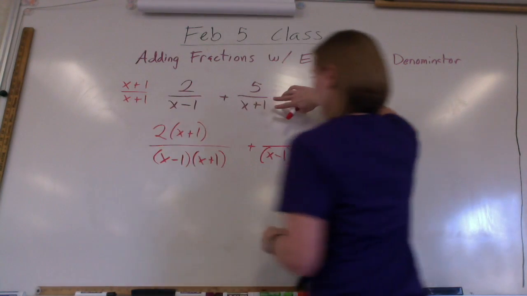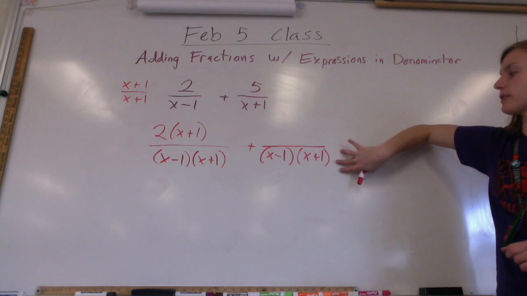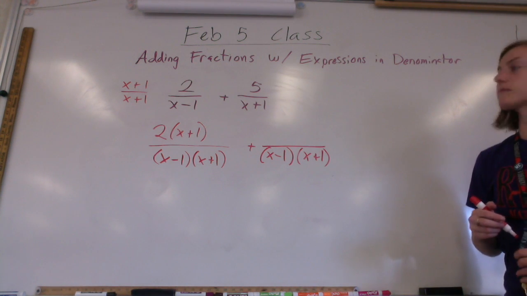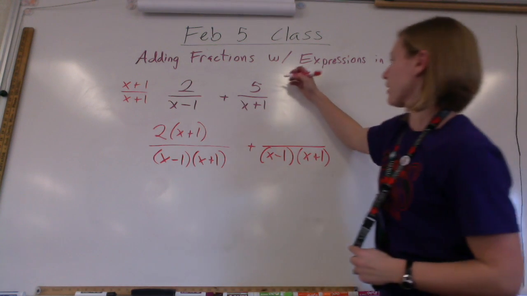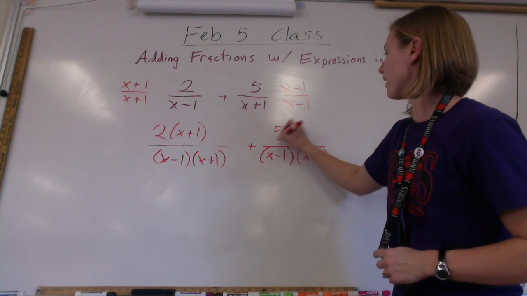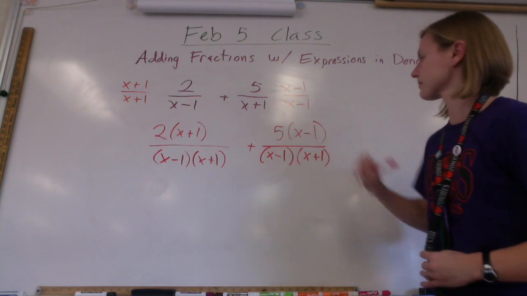Then how do I go from x plus 1 to x minus 1 times x plus 1? Caitlin. Multiply by x minus 1. So that would be 5 times x minus 1.